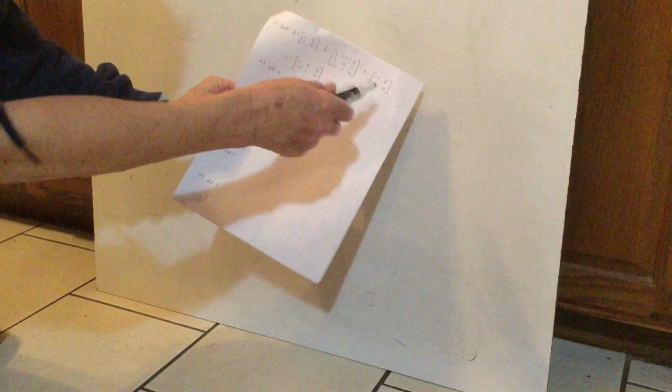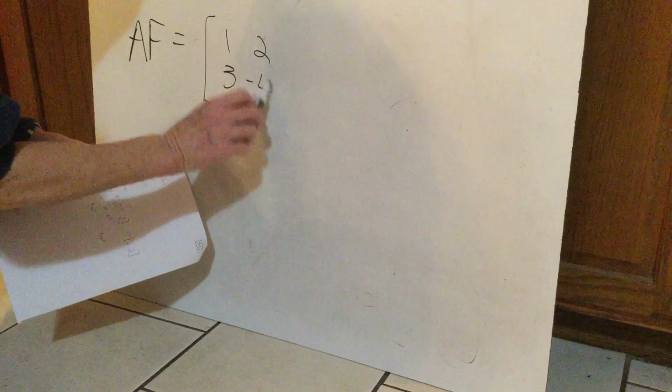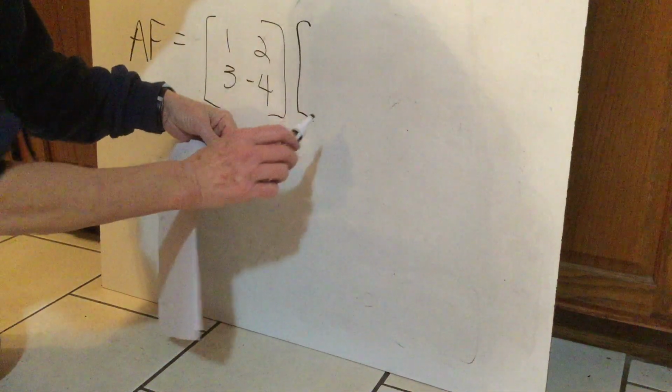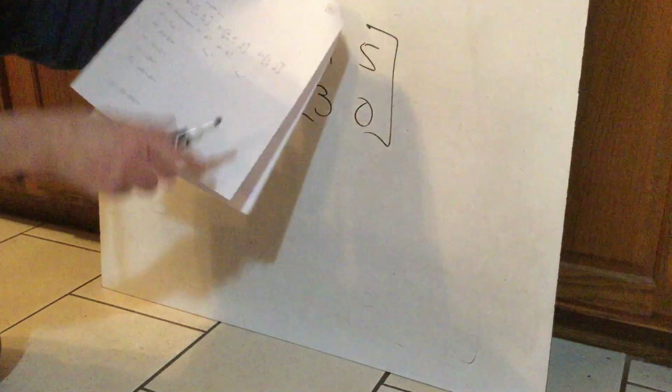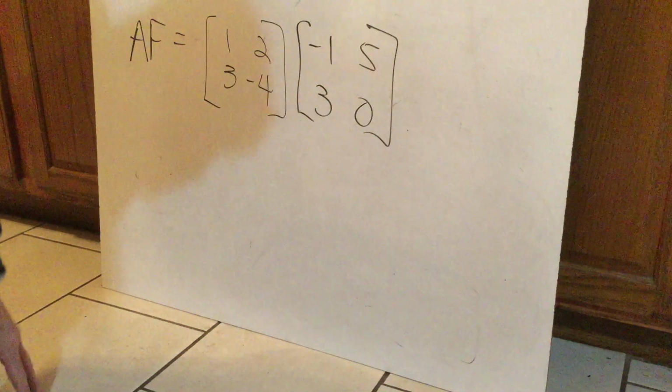So here we go. First problem, I turn the page, so now I'm on problem number 2, where it says let, got all these matrices here. And I'm going to do A times F. Now, A, oh wait, I'm using A from the other page. So A is 1, 2, 3, negative 4. And I'm going to times that by F, which is negative 1, 5, 3, and 0. So the A is from the previous page, then the F is up here, and we're going to multiply these 2 together.